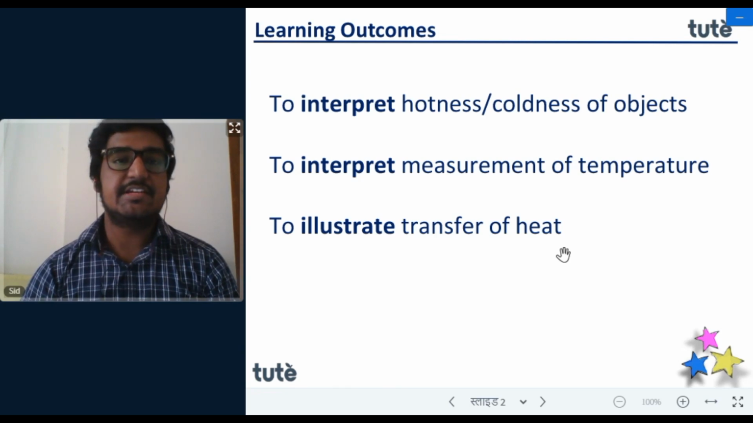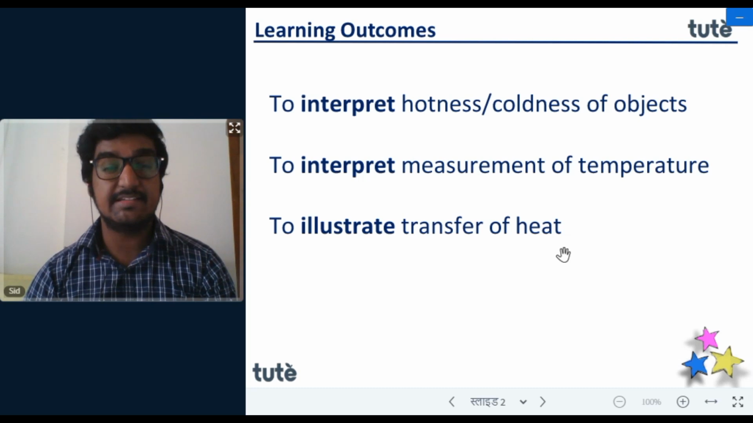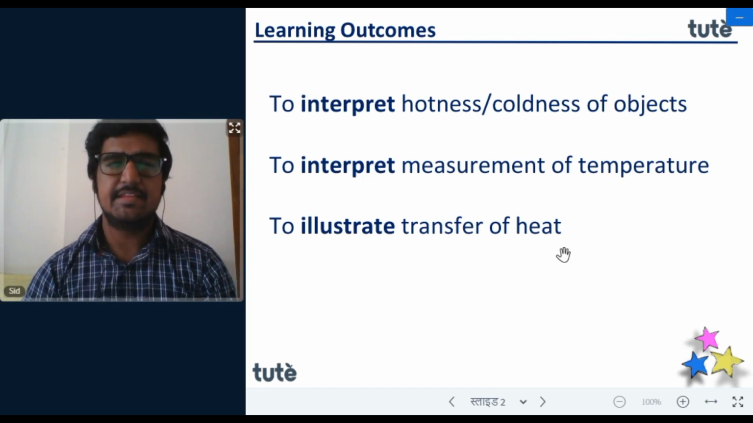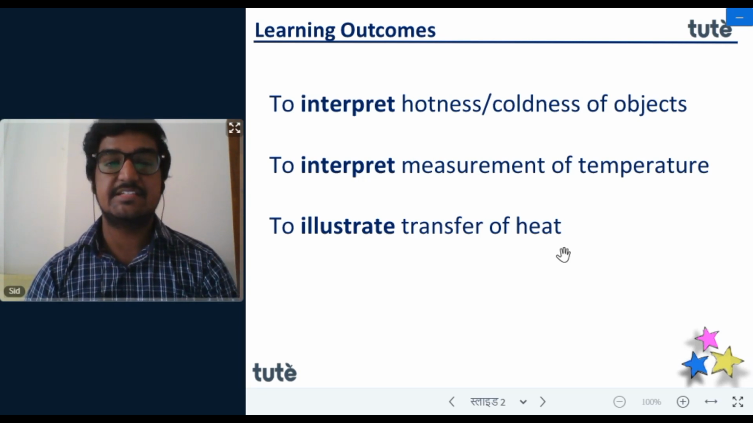Look, we're going to take a look at three learning outcomes. We're going to understand what is meant by hotness or coldness of objects. Then we're going to understand how it is that we measure temperature and what temperature is. And finally, we're going to illustrate the different ways of transferring heat.